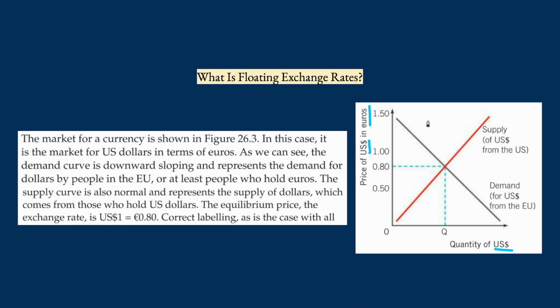And then we're going to be contrasting that with the demand for US dollars from the EU, which is the euros, and the second currency we're going to be investigating. So in the particular case of this graph, this is going to be showing the market for US dollars in terms of euros, obviously. And as we can see, the demand curve is downward sloping and represents the demand for dollars by people in the EU, or at least people who hold euros, which might be a little bit outside the EU, but we're going to consider that all in the EU for now, or at least by people who hold euros.